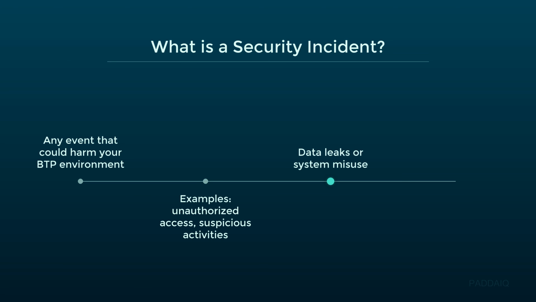Data leaks or system misuse. This means sensitive information is accidentally exposed or someone uses the system in an unauthorized way. For example, an employee might mistakenly email a confidential customer list to the wrong external person. It is crucial to prevent these incidents to protect your company's data and reputation.